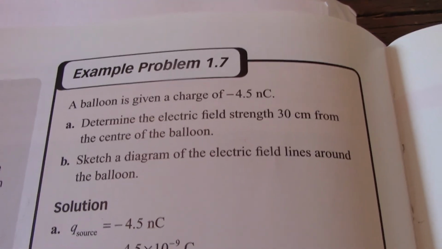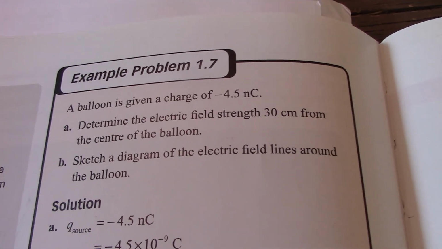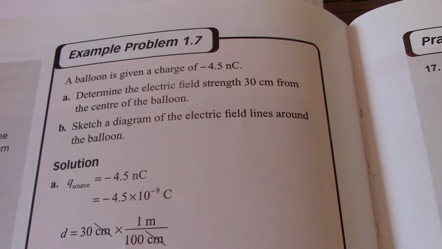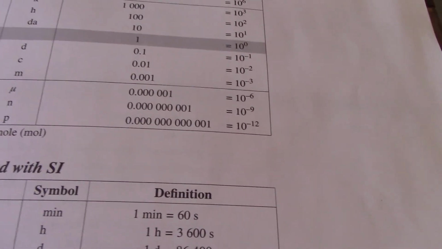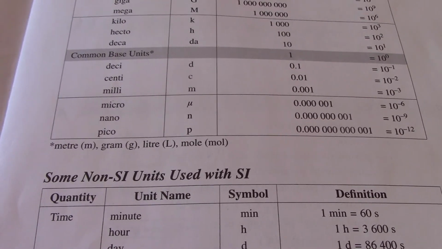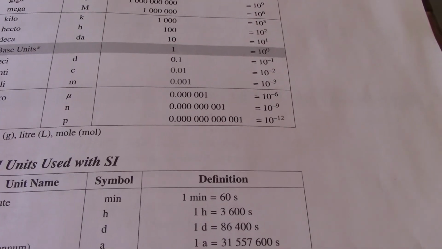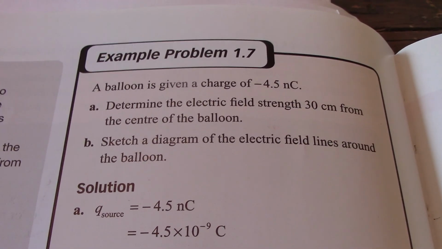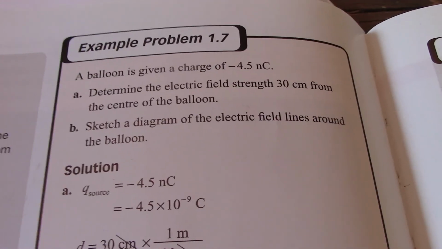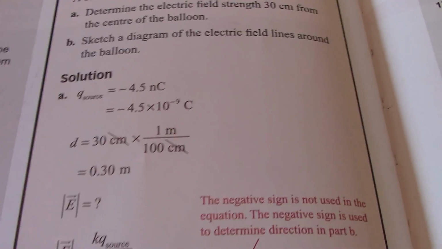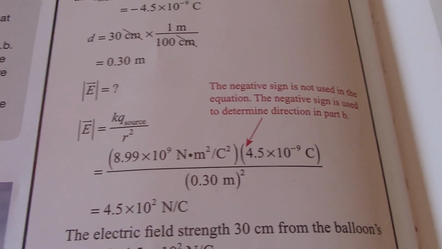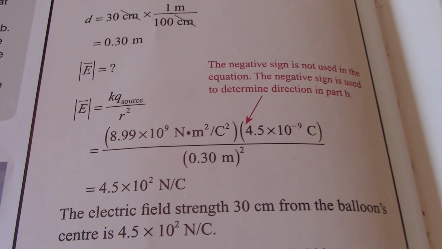So let's say a balloon is given a charge of negative 4.5 nanocoulombs. Where you would get that n is the data booklet, times 10 to the negative 9. So that n is nano, so you'd automatically put a 10 to the negative 9 on it. The question has us determine the electric field strength 30 centimeters from the center of the balloon. There's my charge. My distance has to be in meters. And I can solve for electric field strength.